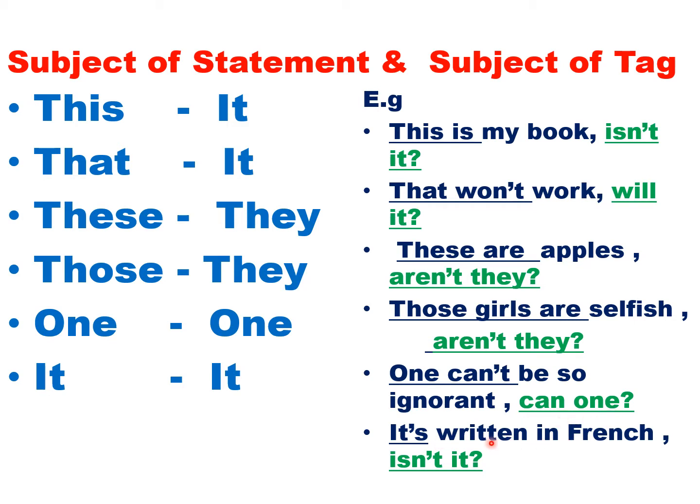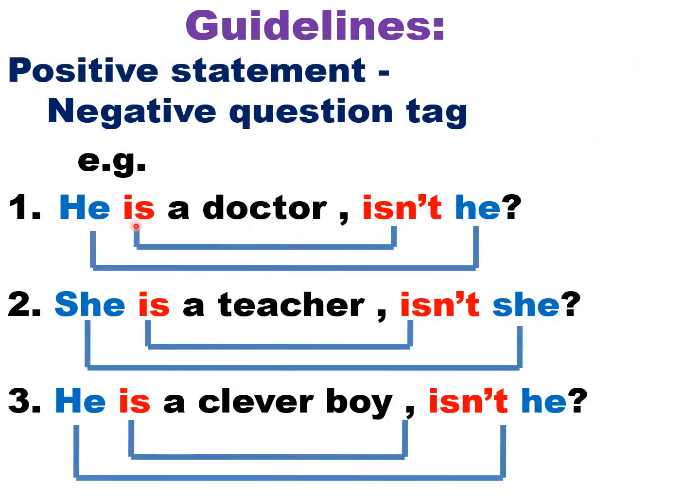It's written in French. It is given here. So we must write the negative form in the question tag. Is not, isn't it. He is a doctor is a positive statement. So this positive statement takes a negative question tag. Instead of yes, we have to write is not. But we must write the contraction form. Isn't is a contraction form of is not. Then we must write the subject here. He. Then we have to put one question mark. This is the question tag.